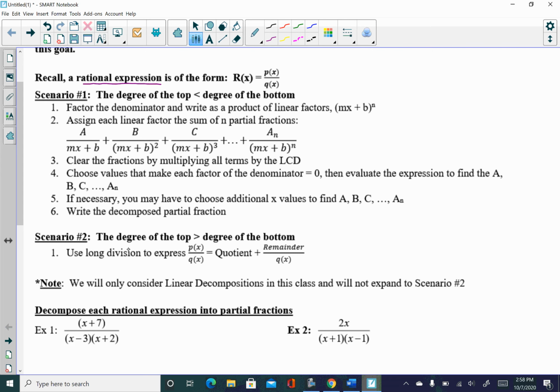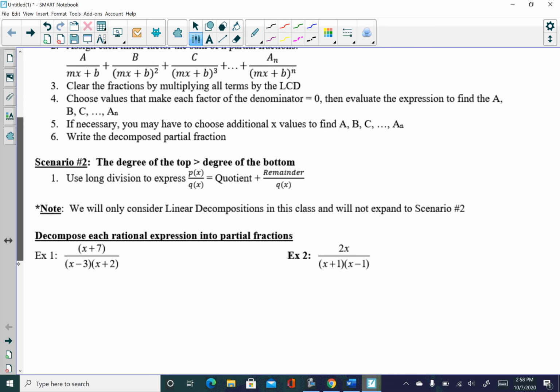Scenario 2 is what happens when the degree of the top is bigger than the degree of the bottom. You actually use long division and go from there. So like I said, I don't have that here in this set of notes. I just wanted to focus on doing linear decompositions. And that's what my note here says. We're just going to focus on linear, and we'll not expand to that second scenario.